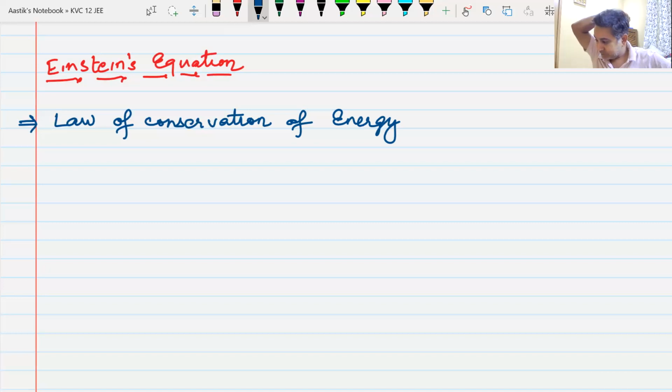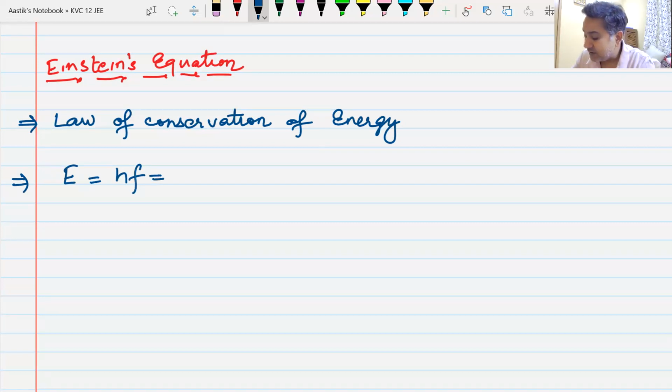Now, if a photon with some energy hits, let me call that energy as E, the energy of the photon. Now this energy of the photon will be given by h into f. Do we understand this? Yes, sir. f is the frequency, h is the Planck's constant.